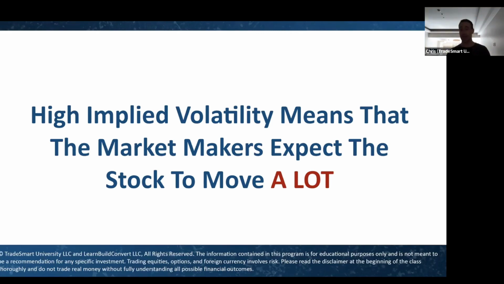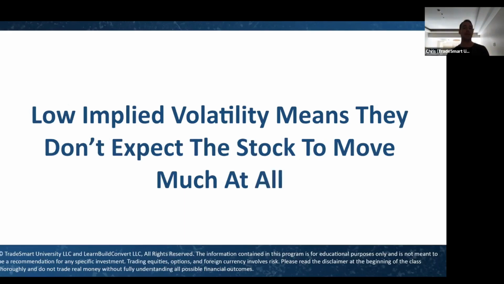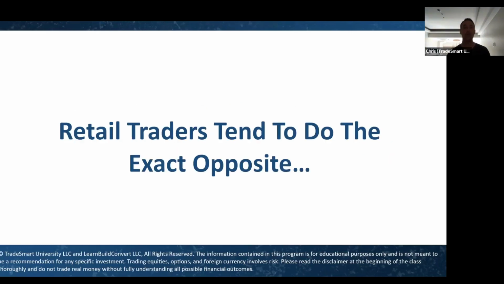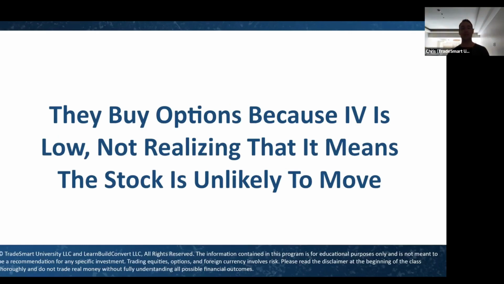So high implied volatility means that the market makers expect the stock to move a lot over that time frame. Okay. Low implied volatility means that they don't expect the stock to move much at all. This is important. Retail traders tend to look at this and do the exact opposite. So what a lot of retail traders will do, will look at implied volatility and say, oh, implied volatility is low, let me buy options. So the problem is they're buying options because implied volatility is low. And what they don't realize is that implied volatility is low because the stock's probably not going to move, right?